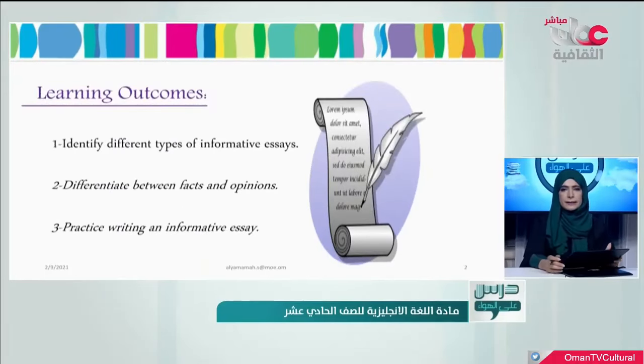At the end of this lesson, you're supposed to identify different types of informative essays, differentiate between facts and opinions, and practice writing an informative essay. We will do the task together, inshallah, by following a certain procedure.